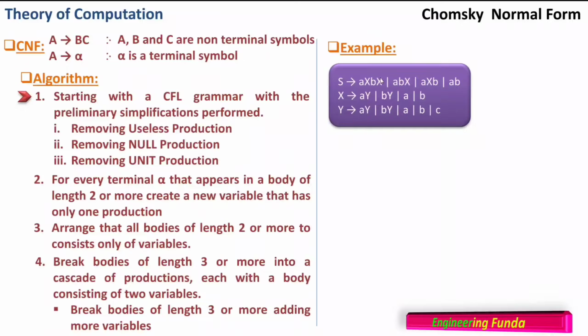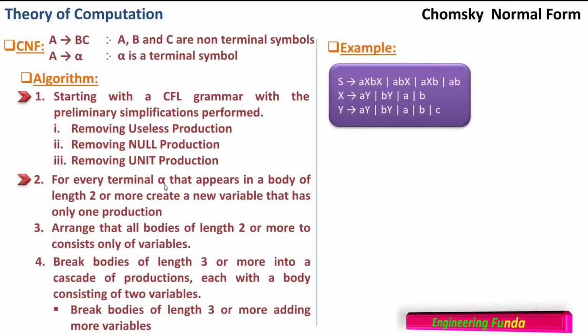Here we are interested in converting all the productions into the form A tends to BC or A tends to alpha, where alpha is a terminal symbol and A, B, C are non-terminal symbols. Here is the grammar which is free from null production, unit production and useless production. Let us go for step number 2.